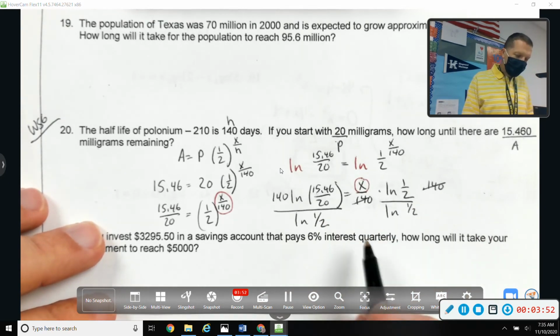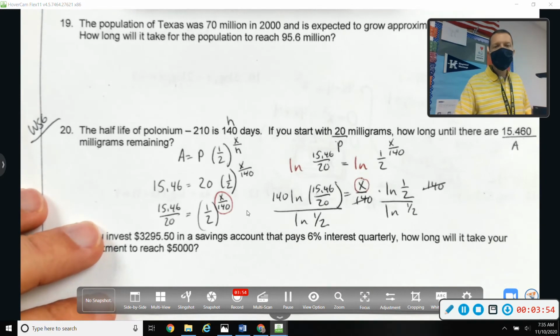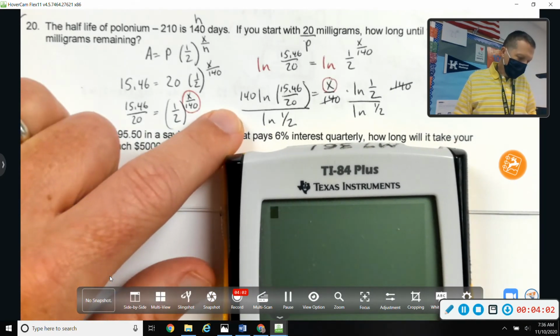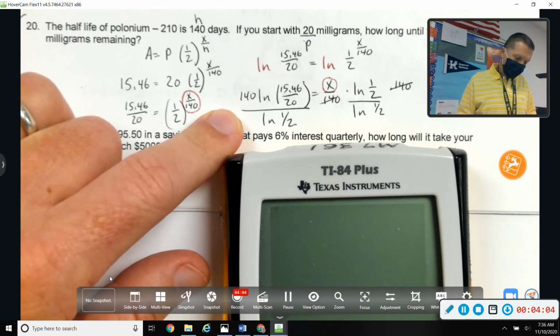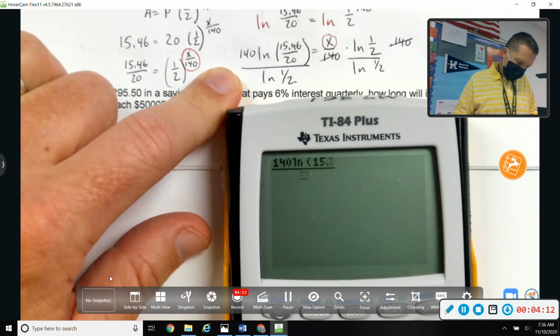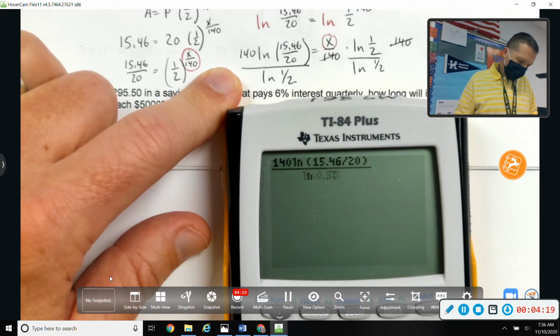So now we'll just put that in the calculator and see what we get. We can just put this in the calculator very carefully, because that's a lot of stuff going on. This might be a good candidate for the fraction bar. 140 natural log 15.46 divided by 20 all over natural log of 0.5.